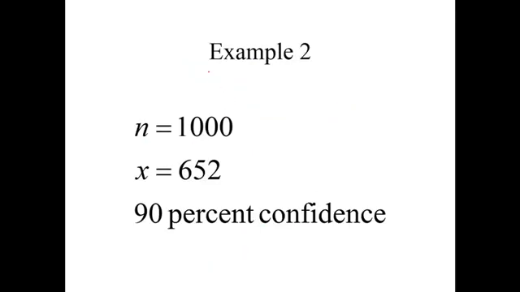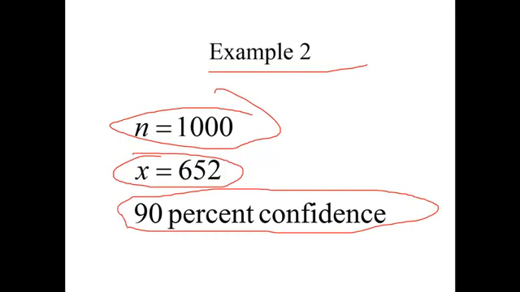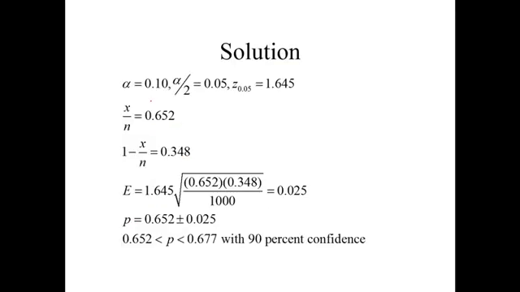Okay, example 2. We do n equals 1000, x is equal to 652. We want a 90% confidence interval. 90% confidence gives us alpha equals 0.1. For a confidence interval, you divide alpha by 2. You do the table lookup, you get 1.645.